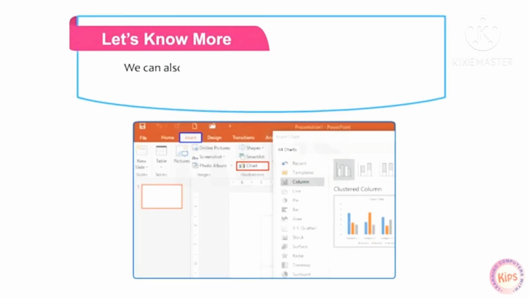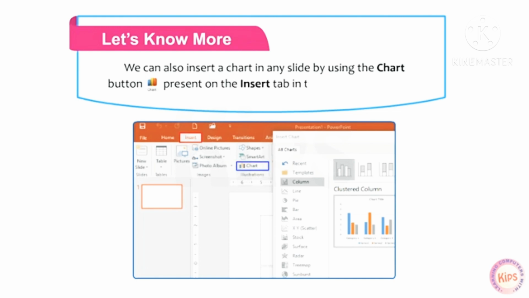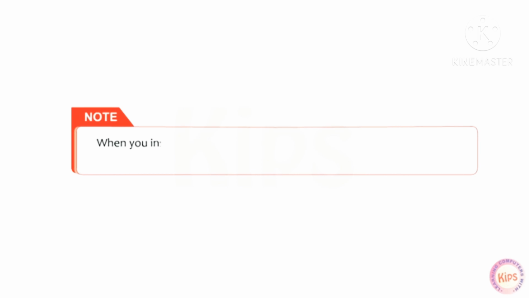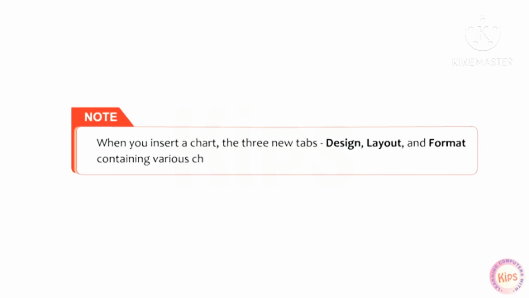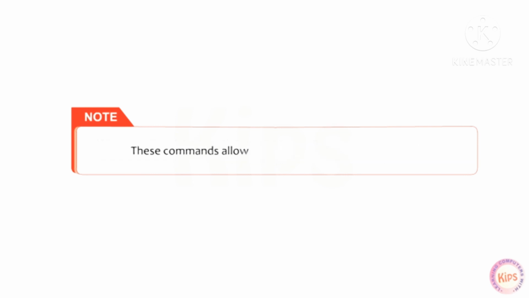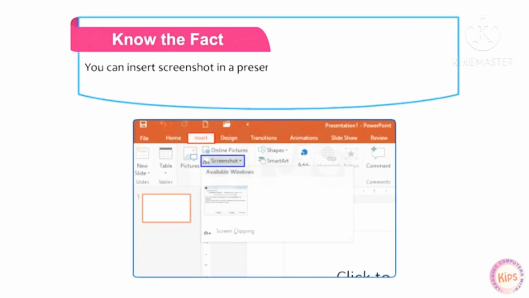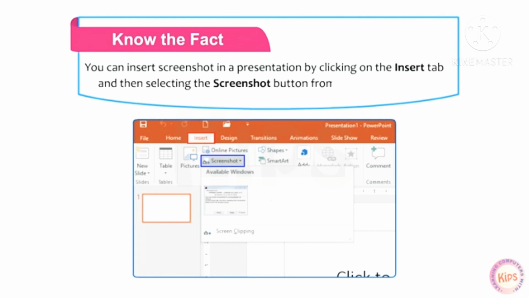Note that we can also insert a chart in any slide by using the Chart button present on the Insert tab in the Illustrations group. Also note the fact that when you insert a chart, the three new tabs Design, Layout and Format containing various chart tools and commands appear on the ribbon. These commands allow you to modify and format the chart. Another important point is that you can insert a screenshot in a presentation by clicking on the Insert tab and then selecting the Screenshot button from the Images group.